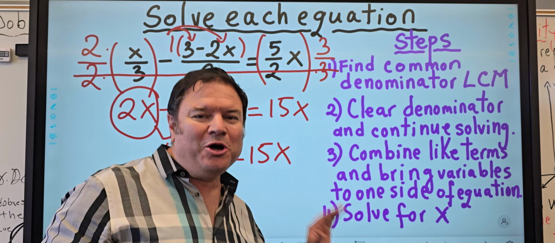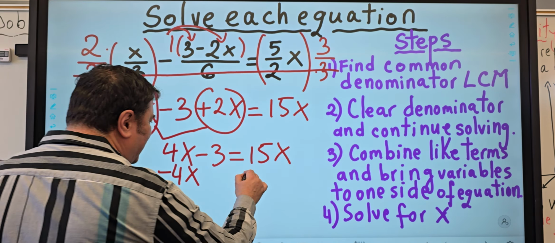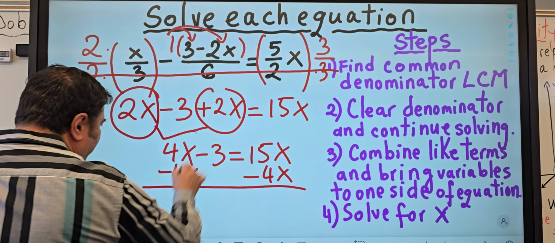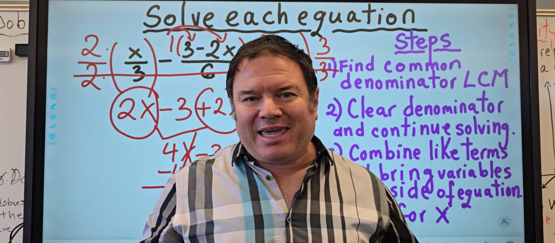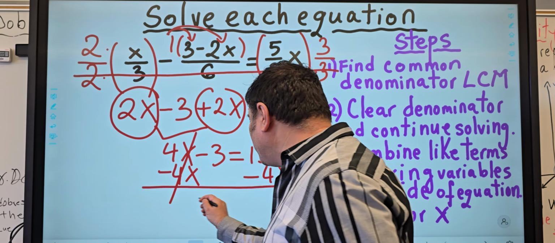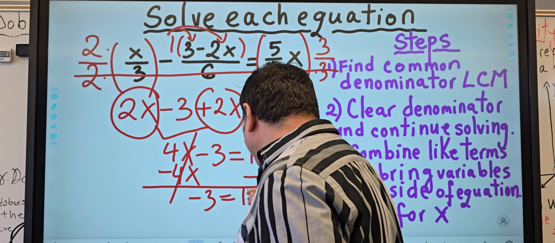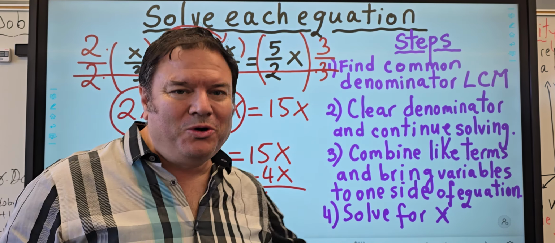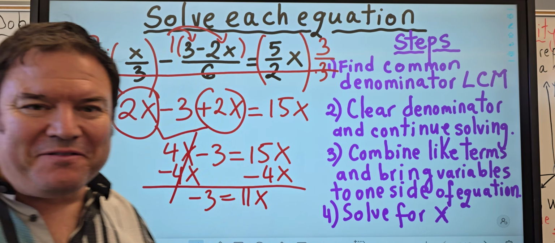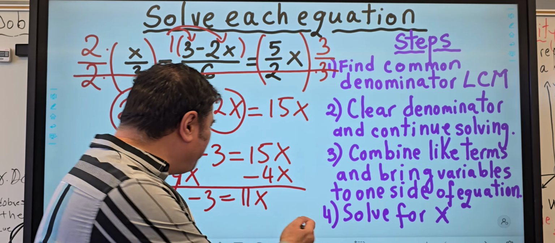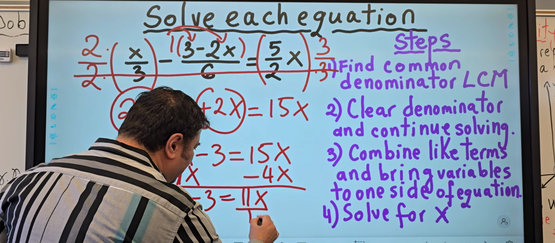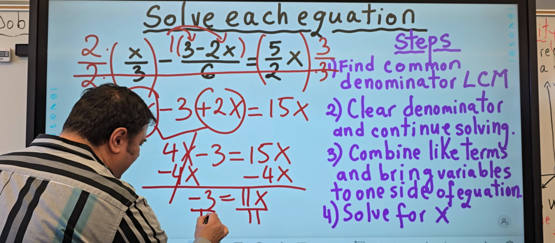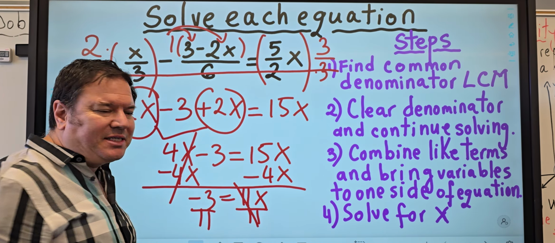Whatever we do to one side, we must do to the other side. Minus 4x. And we see that 4x and negative 4x cancel out. So we have negative 3 equals 11x. And finally, our last step will be to continue to solve for x by dividing both sides of the equation by 11, so we can get the x by itself. Whatever we do to one side, we do to the other side. 11 and 11 simplify.